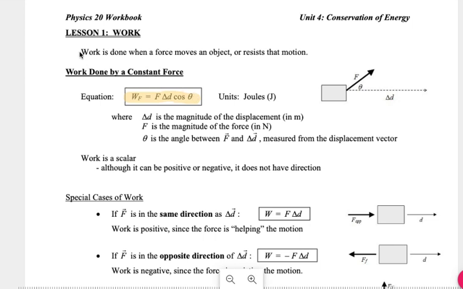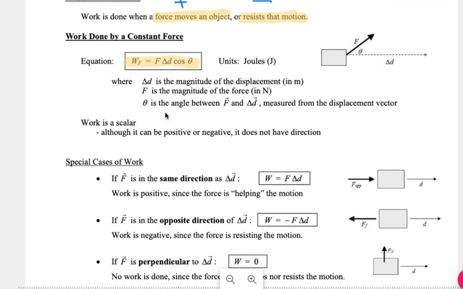Let's look at work in a non-mathematical way. Just explaining what work really is. Work is done when a force moves an object or resists that motion. When it moves an object, that's considered positive work, and when it resists, we consider that negative work. But it's all about forces over distance. That's our main takeaway from this.